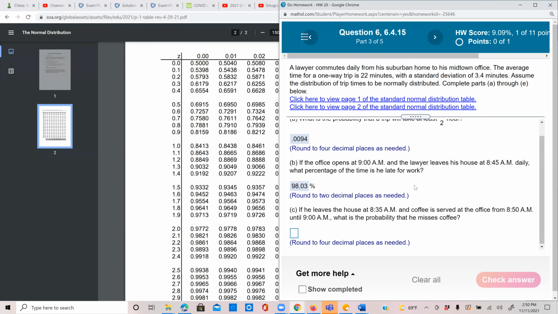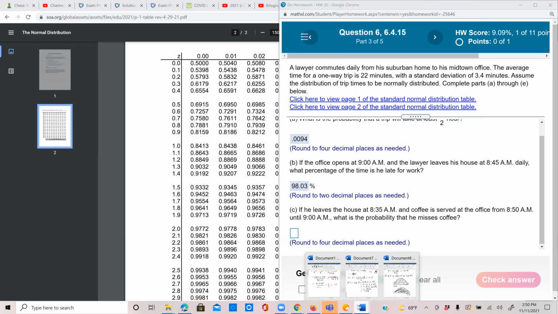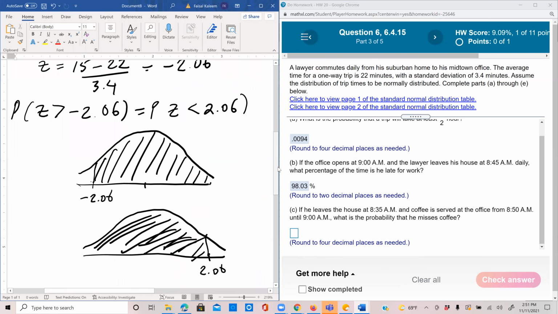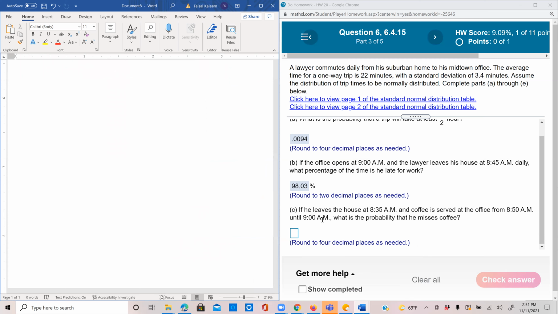If he leaves the house at 8:35 and coffee is served from 8:50 a.m. to 9 a.m., what's the probability that he misses the coffee? Basically, he will miss the coffee if he arrives later than 9 a.m. As long as he arrives before 9 a.m., he should be able to get the coffee. Even if he arrives earlier than 8:50, he'll just wait because the office doesn't start until 9, and so he will still get the coffee. Although they didn't mention it clearly, they're assuming that the office doesn't start until 9.